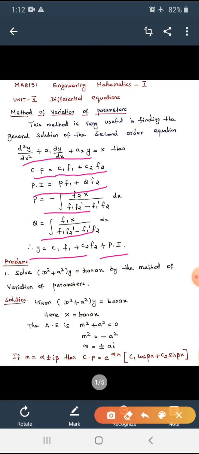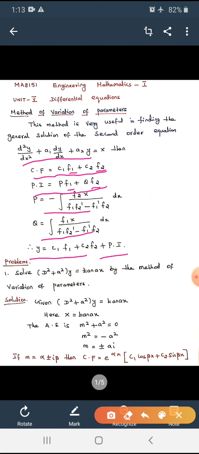So in this type, we want to concentrate more on the formulas. That is, we want to know what is complementary function. The complementary function will be of the form c1 f1 plus c2 f2, and second thing is particular integral. Particular integral will be of the form capital P f1 plus capital Q f2, where f1 is a term present in the complementary function and f2 is also a term present in the complementary function.